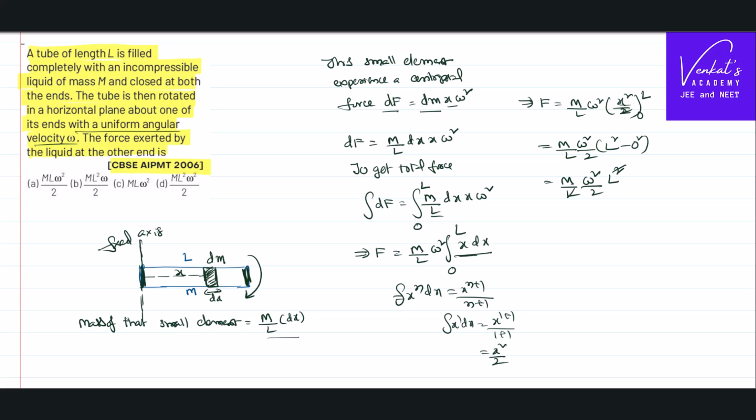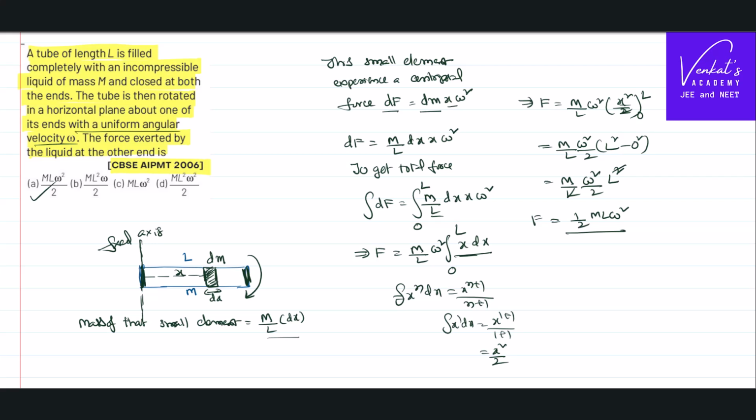One L can be cancelled. So the total force acting on the liquid is half M L omega square. That is the answer. Option A is the answer for the problem.